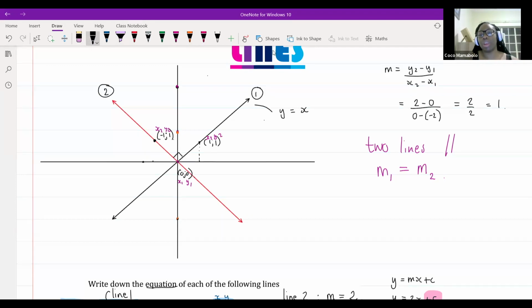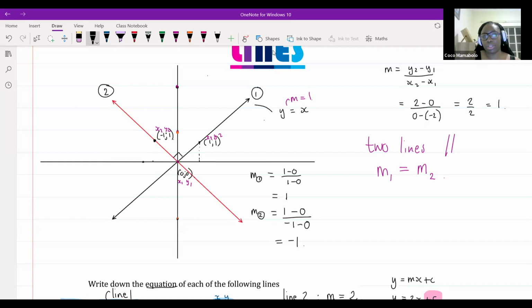Now, I'm going to find the gradient of line 1. I get 1 minus 0 over 1 minus 0, and that tells me the gradient for this line, m, is equal to 1. Now, if I find the gradient of line 2, I get y2, which is 1, minus 0, over x2, which is -1, minus 0. And 1 divided by -1 gives us -1.